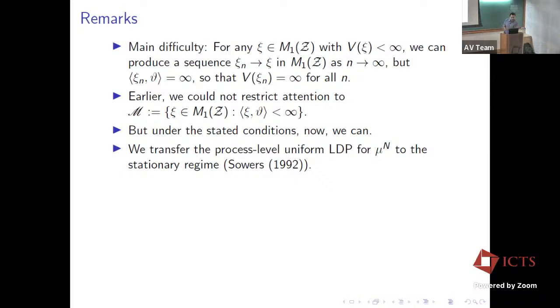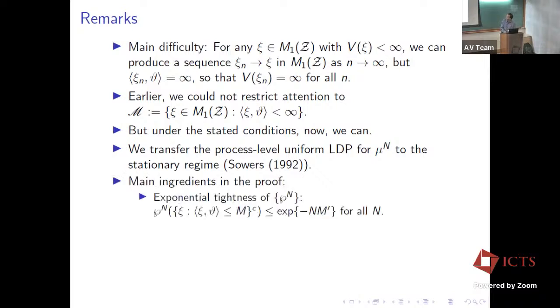And under these stated conditions, we can restrict attention to this. And the way in which one would essentially prove the LDP in this more general setup is once again to transfer the process level LDP for mu n from the finite horizon to the stationary regime. This is something that was tried by Sowers. And the first step there, the main ingredient in the proof, is actually to show that the V function is finite in this set and infinite outside, for which you'll need an exponential tightness condition. And so one is able to show this exponential tightness condition.